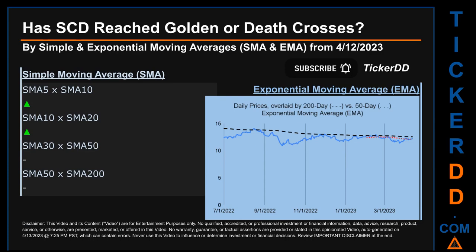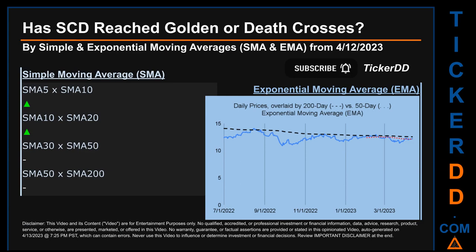Has SCD price reached golden or death crosses? Golden cross and death cross are basic signals that compare average prices across two specified trade day ranges, a short-term versus a long-term range. For example, 5-day versus 10 trade days. Essentially, a golden cross is a bullish signal. It appears when a ticker's short-term moving average crosses above its long-term average.